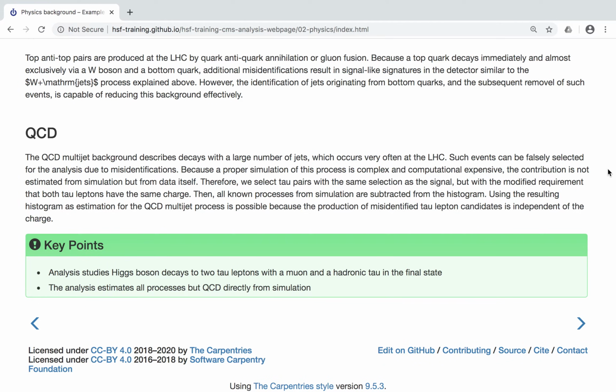And if we know that these taus have the same charge, we should get something roughly like the same contribution you would get with opposite sign taus, but this time we know that there is no signal present. Now there still might be background present, but we know that there's no way this could have come from a Higgs boson. So if we take the data and we subtract off all of the background processes, this should give us an estimate of the remaining background, which is the QCD multijet background.